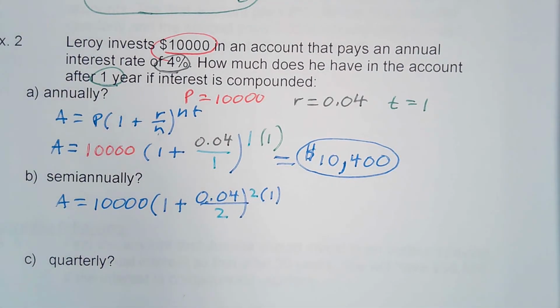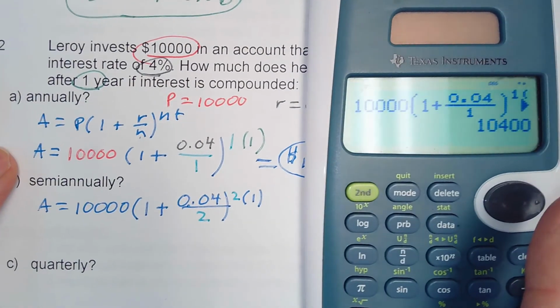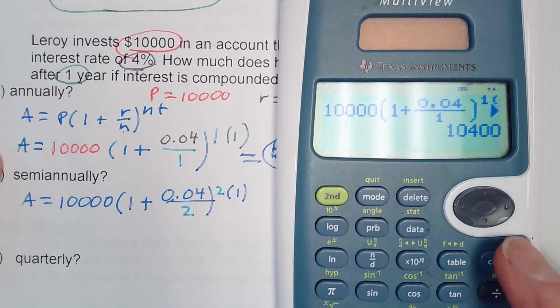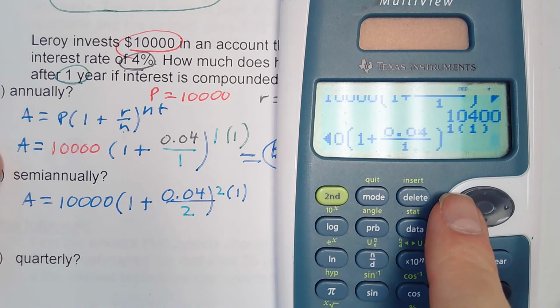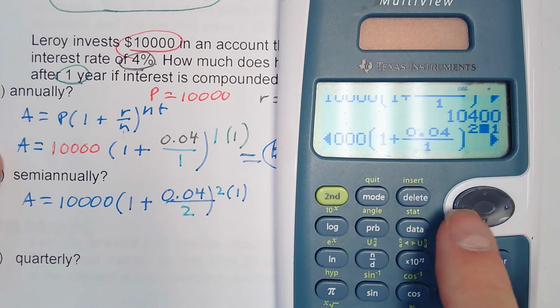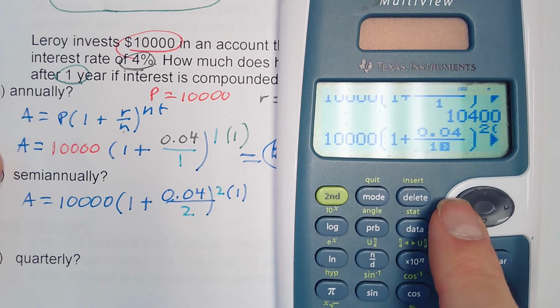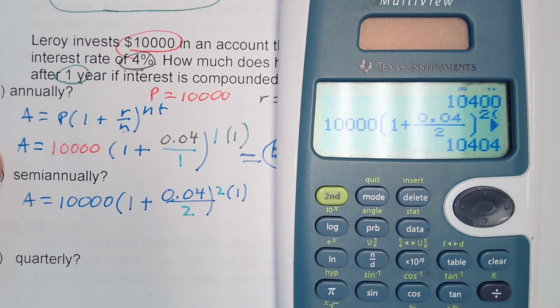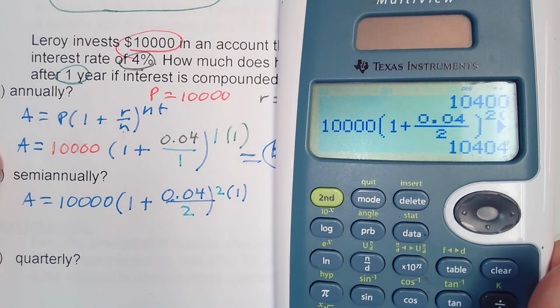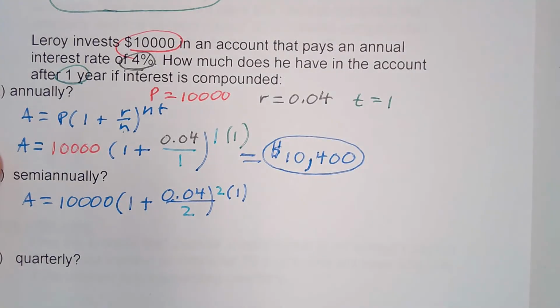Now for part B, we're doing exactly the same thing. The only thing is semi-annually, so now n is 2. Again, I don't want to retype all that in my calculator. I'm going to hit my up arrow, so I've got that grabbed, and I'm just going to change this 1 to a 2, and that 1 to a 2. Hit enter. So we get $10,404.